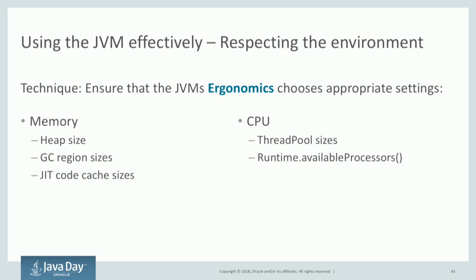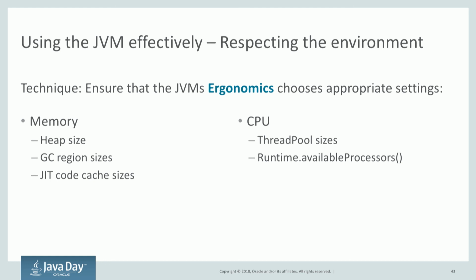There are several things that ergonomics does, but the two main ones are based on the amount of memory that seems to be available. Things like the Java heap size default is chosen. Garbage collection region sizes are chosen. HotSpot compiler code cache sizes are chosen.